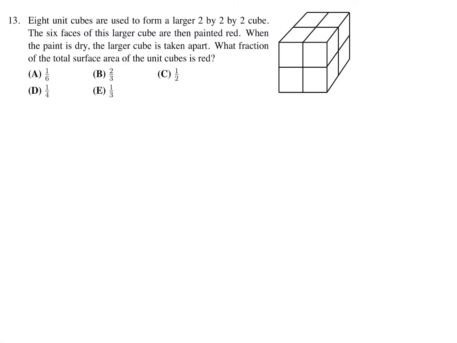8 unit cubes are used to form a larger 2 by 2 by 2 cube. The 6 faces of this larger cube are then painted red. When the paint is dry, the larger cube is taken apart. What fraction of the total surface area of the unit cubes is red?